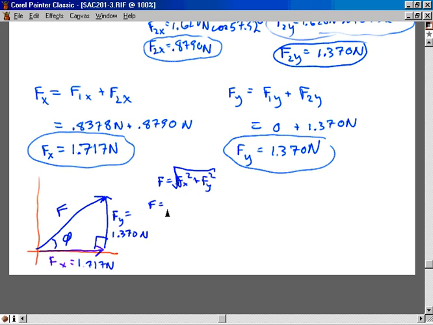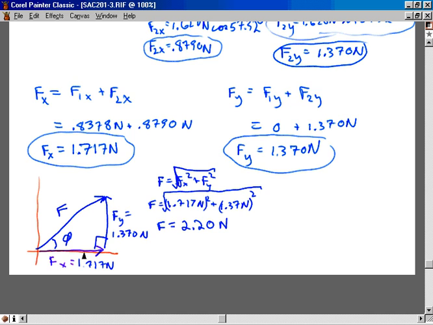That's 1.717 plus the Fy, 1.37 newtons, all squared, take the square root of that, and I get, for the magnitude of the force, 2.20 newtons, rounded to 3 sig figs.